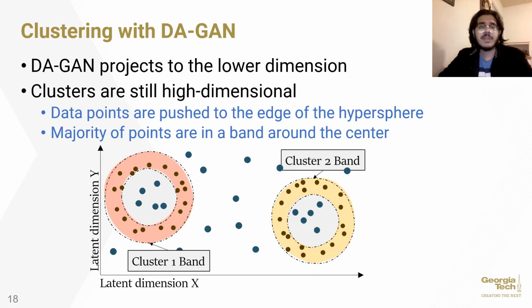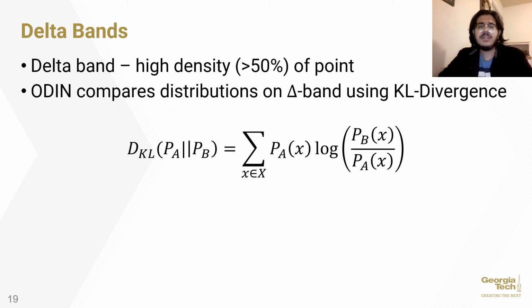A trained DA GAN will project frames to lower dimensions. Frames with similar features are closer together and form clusters. These clusters are still relatively high-dimensional, so most of their data is at the edge of the cluster, per the curse of dimensionality. So most points in a cluster appear within a band around the center. We call this band the delta band. It is a high-density set of points, where high density means greater than 50% of points in the cluster.